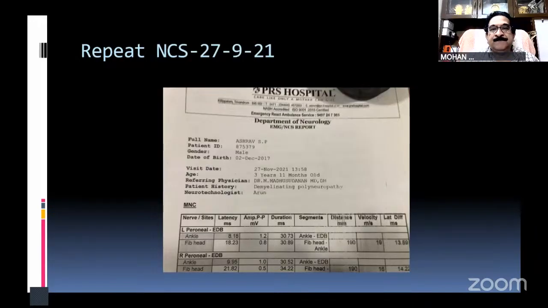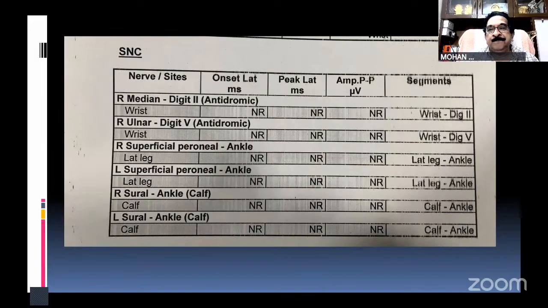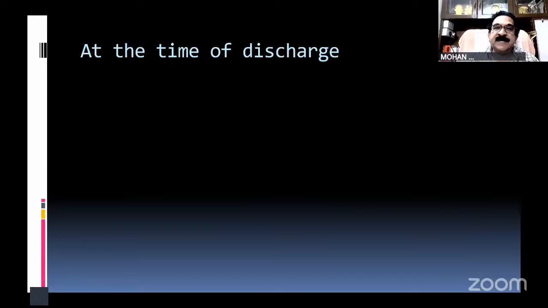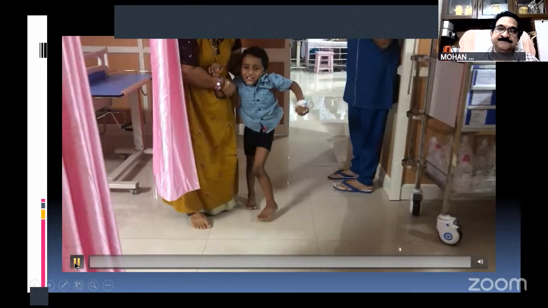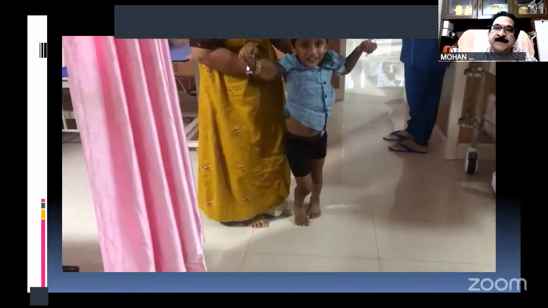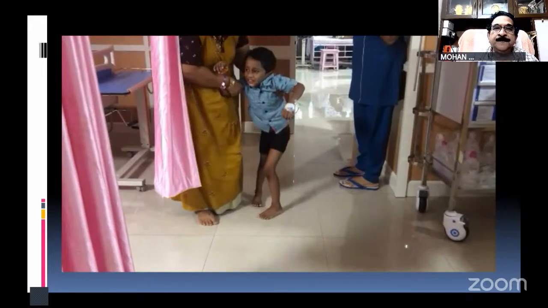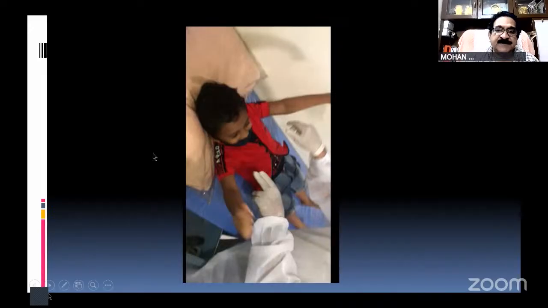So repeat conduction was done. Same finding. The profound demyelination picture still persisting. The amplitude became a little lower, but clinically the child became much better now. Again, sensory conduction not potentially picked up. So at the time of discharge, this is the patient. Still, she can make out the weakness in the proximal muscles now. She has a tendency to buckle, bilateral foot drop. Now, after 2 months, this is the child after 2 months.